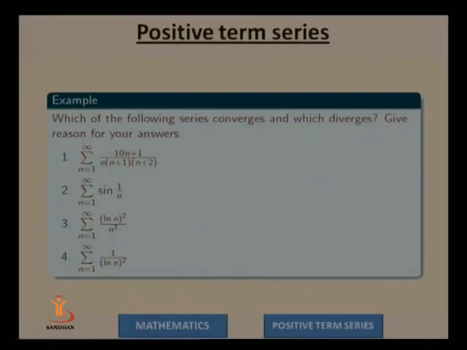Now let us see some examples of that limit comparison test. So the first example for limit comparison test is summation n equals 1 to infinity of 10n plus 1 upon n plus 1 times n plus 2.